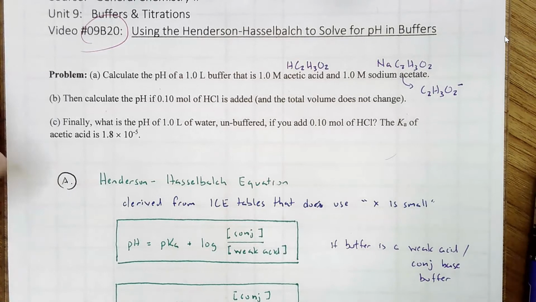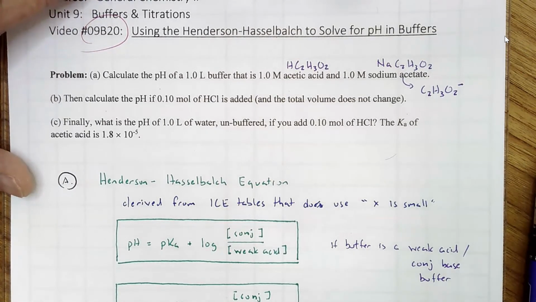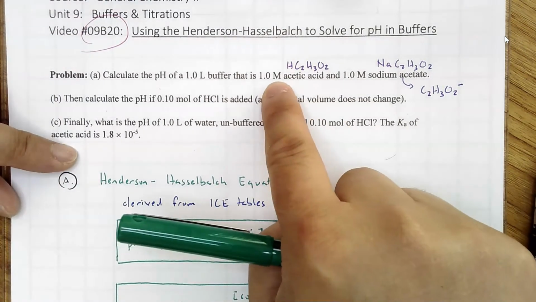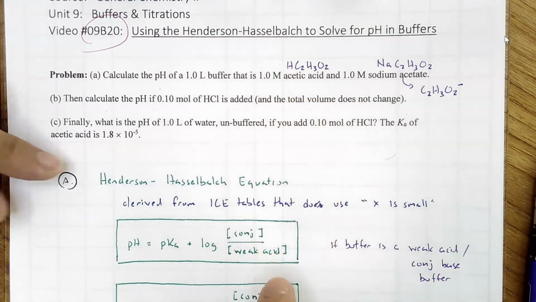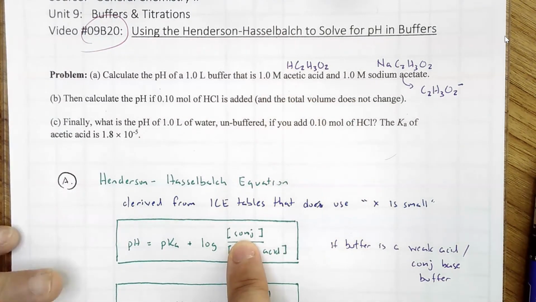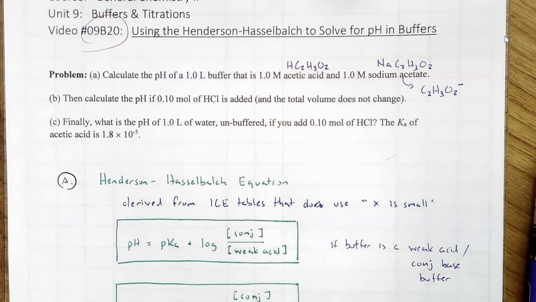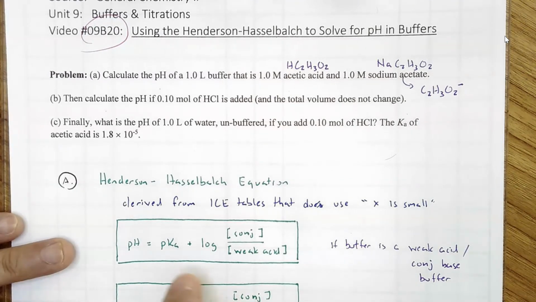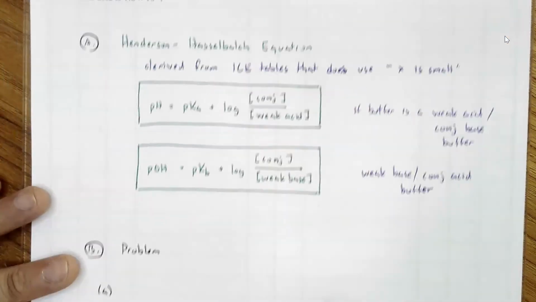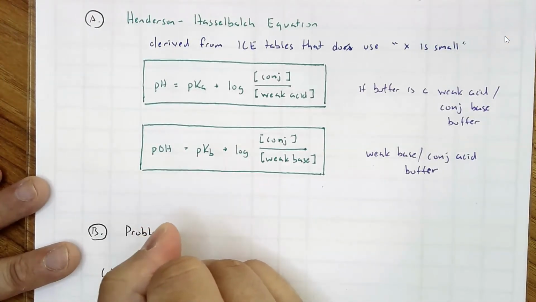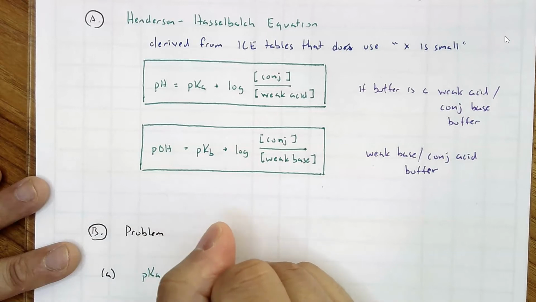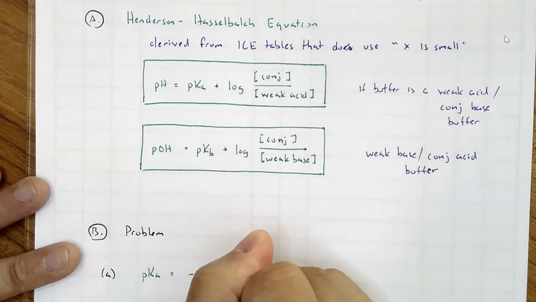All right, are you ready to apply the Henderson-Hasselbalch? You just got to plug in those numbers there for the weak acid and the concentration of the conjugate base. Oh, we also need the Ka though, right? Because we got to figure out pKa. I could do it down here. Remember, the pKa equals the negative log of the Ka.